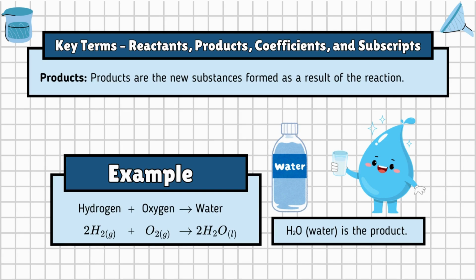The next thing we have is the product. Products are the new substances that are formed as a result of the reaction. For my example of hydrogen combining with oxygen to form water, the product here is H2O, also known as water. Now, look at this example.